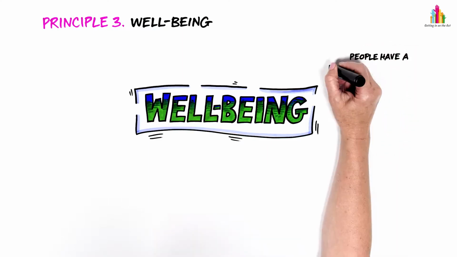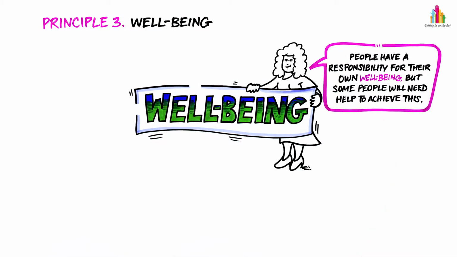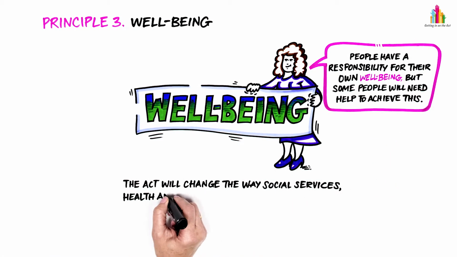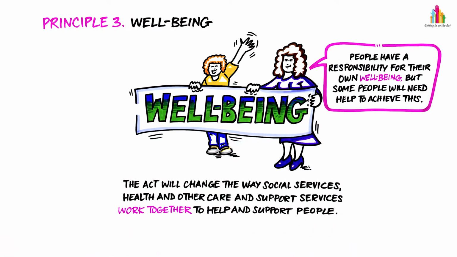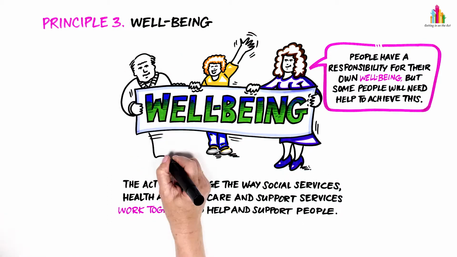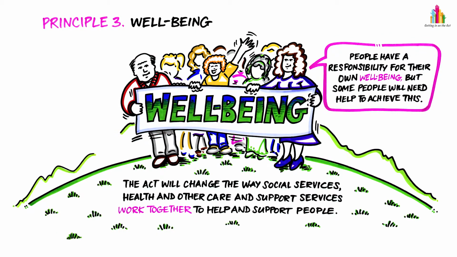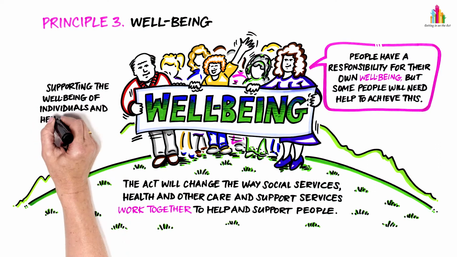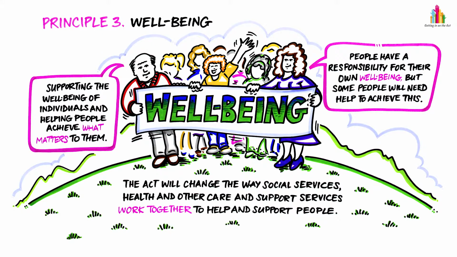People have a responsibility for their own well-being, but some people will need help to achieve this. The Act will change the way social services, health, and other care and support services work together to help and support people, making sure people who need care and support and carers who need support can enjoy well-being in every area of their lives. Supporting the well-being of individuals is an important part of your role, as is helping people achieve what matters to them.